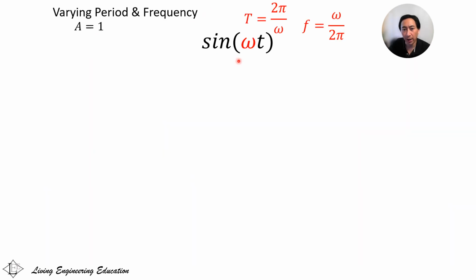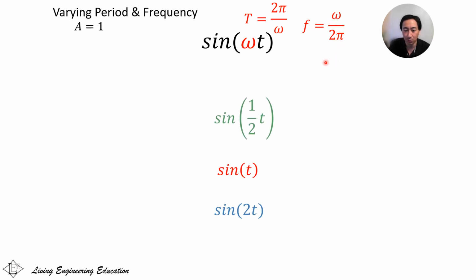Now we can see what happens when we change the frequency or period. So we're going to keep the amplitude fixed at 1, and we're going to look at omega. Changing omega is going to change my period and my frequency. We define the period as 2 pi over omega. In the default case, this was sine t, so default omega is equal to 1. The frequency is going to be 1 over the period, which is the same as omega over 2 pi.